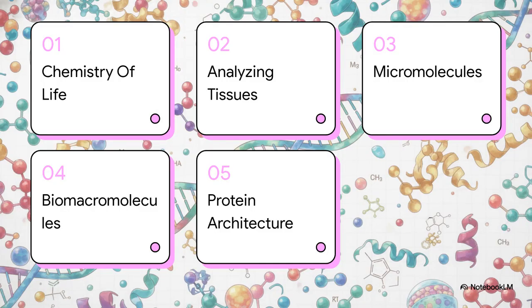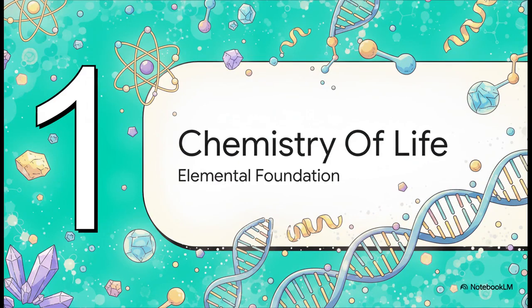Here is our roadmap for today. First, the chemistry of life. Second, analyzing living tissues. Third, micromolecules and metabolites. Fourth, the giant biomolecules. And fifth, the architecture of proteins. All right, part one, the chemistry of life.